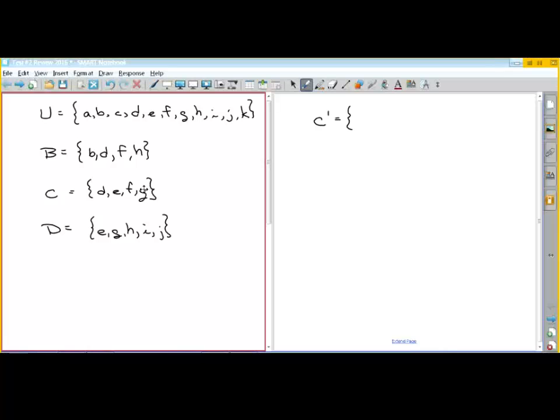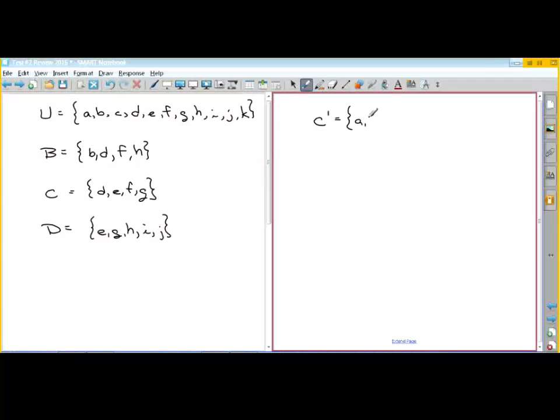So I have D, E, F, G. The complement of D, E, F, G is the elements here that are not in there. You can just go alphabetically: A, B, C. I don't include D, E, and F because those are in C. So this is everything that's in the universal set but not in C. Then you go D, E, F, G, and then H, I, J, K. So that's the complement of set C. The complement of set B would be A, C, E, G, I, J, K.